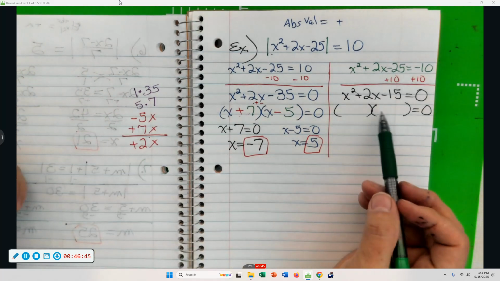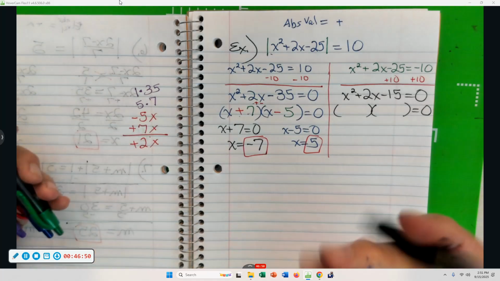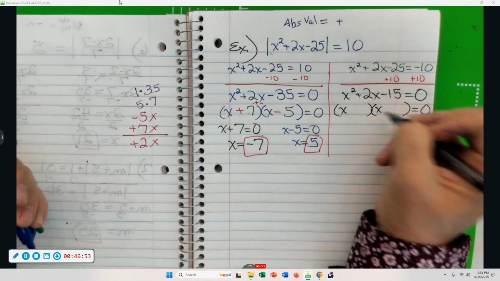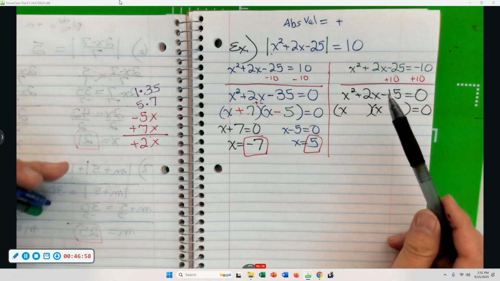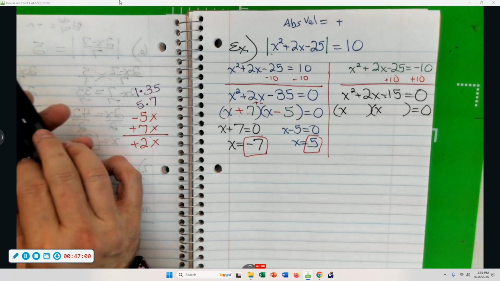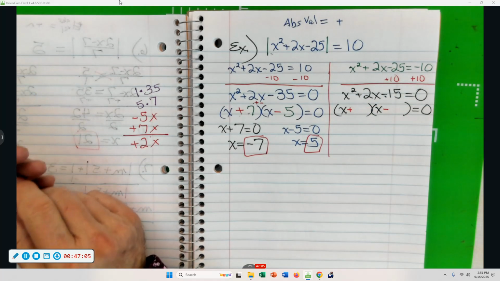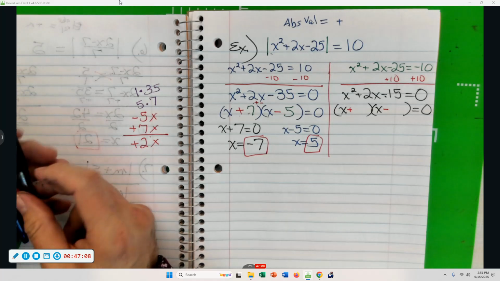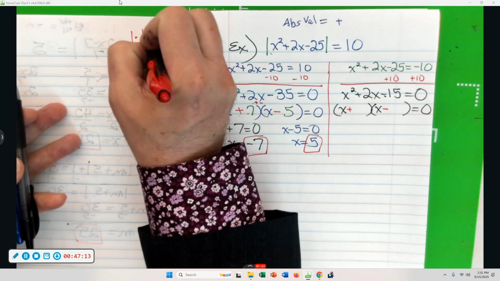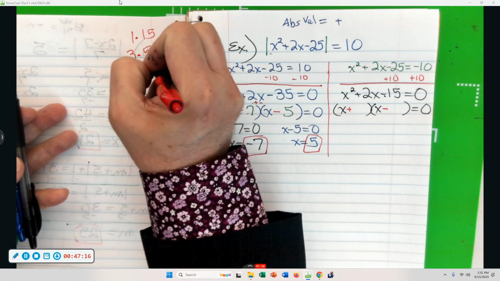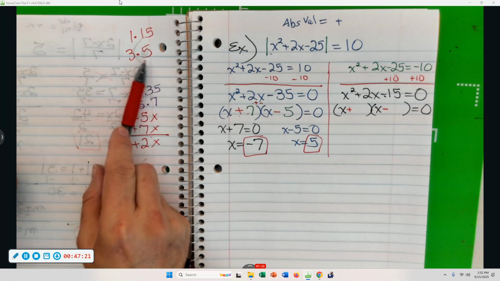I know the first terms. Once again, I know those. x and x. 1x times 1x gives me that 1x squared. And I know the signs again. The last sign is still a minus, so plus and minus. 15. 1 times 15, or what's the other one? 3 times 5, so 1 times 15 or 3 times 5. Which one should we use? It's a simple trinomial, so you can look and tell.